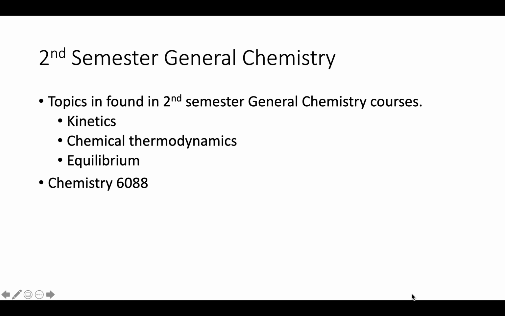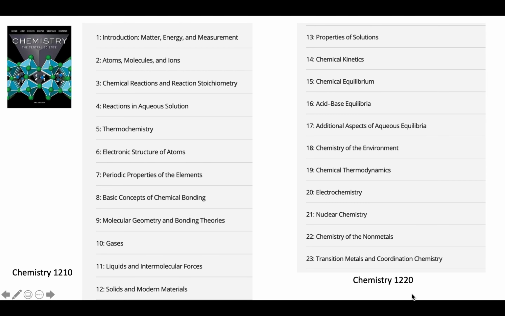So what we want to do is consider the second semester of the general chemistry course that I teach. What topics are found in that? And in particular, let's look at the placement of kinetics, chemical thermodynamics, and equilibrium, because those are what we're trying to bring together within this course. So let's see where those ideas fit and where we might want to place them within this Chemistry 6088 course.